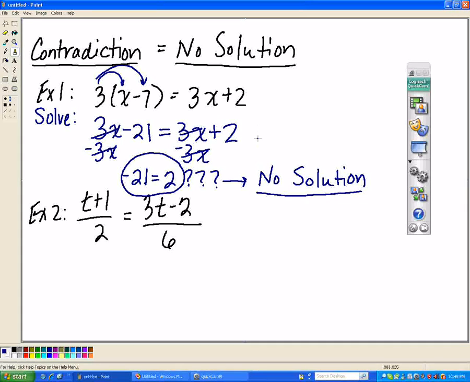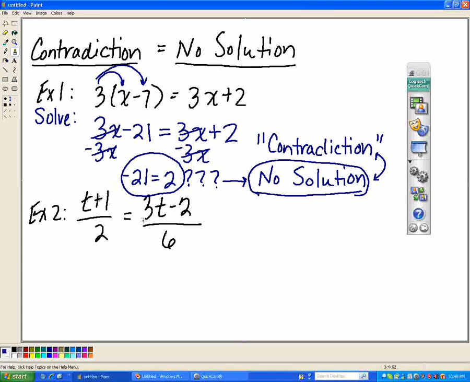And when we're asked to classify the solution, we call it a contradiction, all right? Meaning that there does not exist a solution. I just want to reiterate that the solution is that there is none. The classification is that it is called a contradiction. Let's look at another example.